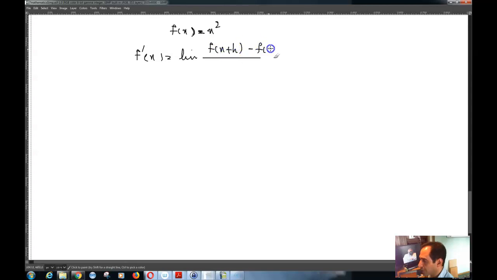Or suppose that you have the derivative of, for example, f of x is equal to x squared. So for the derivative of f of x is equal to x squared, we said that f prime of x is equal to the limit of f of x plus h minus f of x over h as h tends to 0.